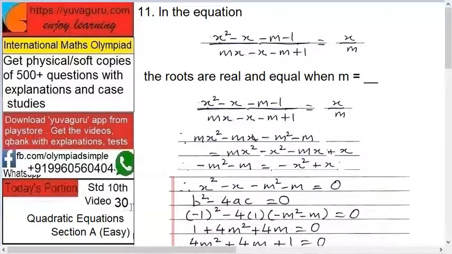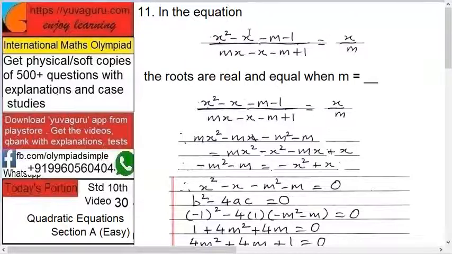Standard 10th, video number 30, Quadratic Equations, Section A, Easy. Let's start. In the equation (x square minus x minus m minus 1) upon (mx minus x minus m plus 1) equals x upon m, the roots are real and equal when m equals to, means you have to solve this.